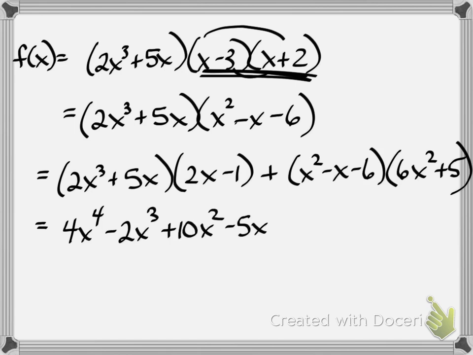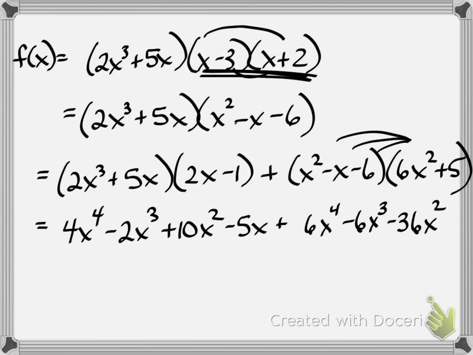And we got to multiply these also. Plus 6x to the third minus 6x. Whoops. 6x to the fourth minus 6x to the third minus 36x squared. And now let's do it with the 5. Plus 5x squared minus 5x minus 30.